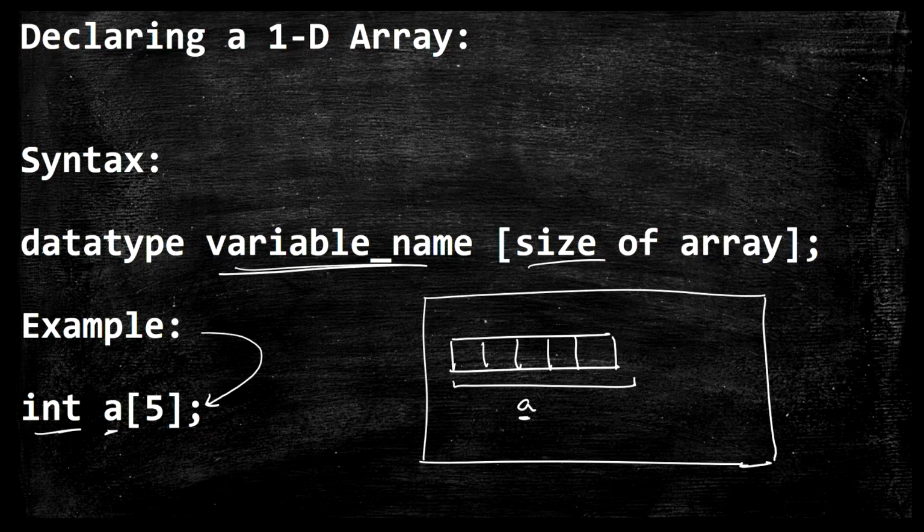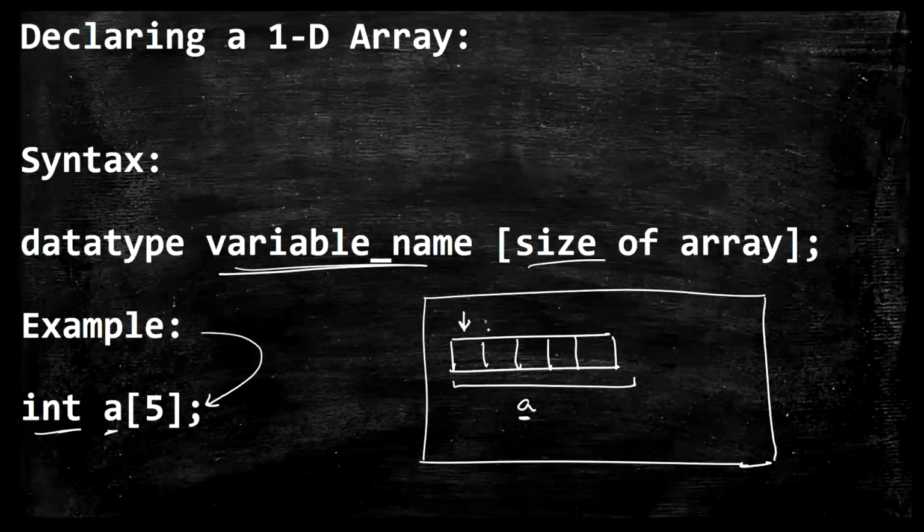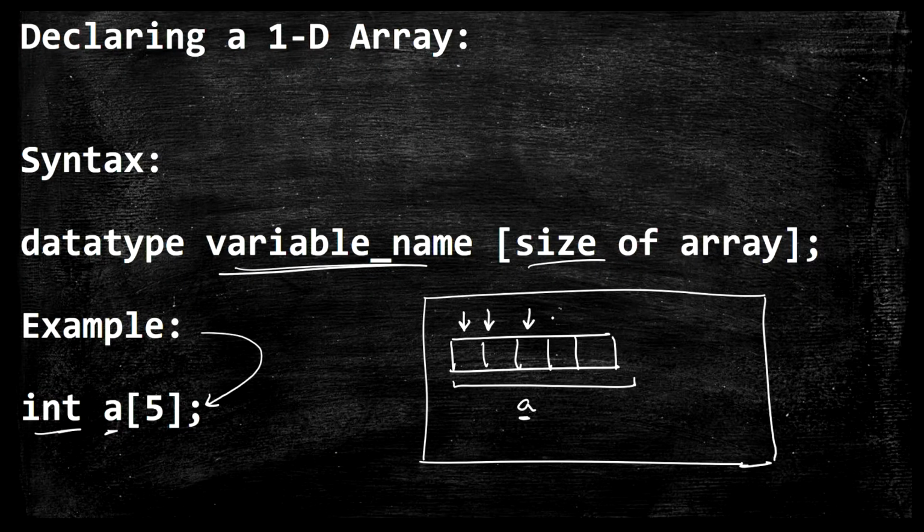Now you may have a general question: what is the size of an array? The answer is quite easy. How do you define the size of an array? All these places that a defines are of integer data type, right? So how many integers can you store here? 1 2 3 4 5, and we know the size of an integer is 4 bytes.